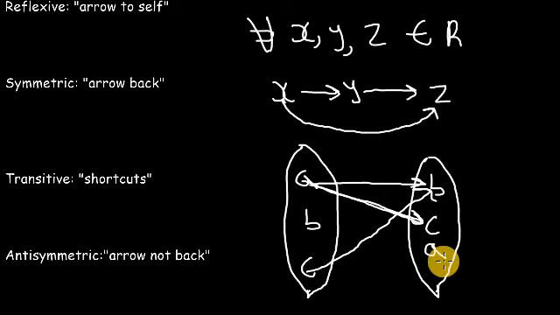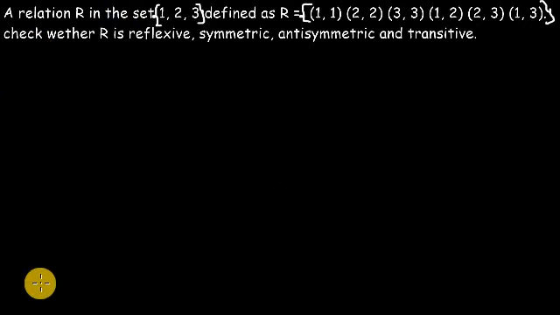So therefore, the conclusion is that your main goal is to look for the condition not to take place. Once you can figure out that the condition does not take place, then it is not transitive. You get my point? Perfect. So let's consider an example. A relation R on the set {1, 2, 3} is defined in set notation as ordered pairs. We should check whether R is reflexive, symmetric, antisymmetric, and transitive.